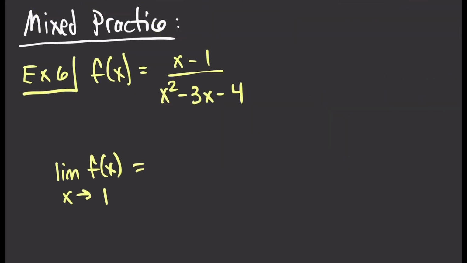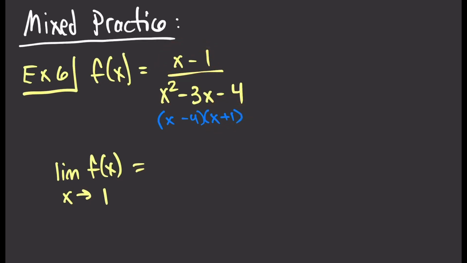Lastly, I want to try a couple mixed practice examples. Example 6, f of x equals x minus 1 over x squared minus 3x minus 4. So I see a quadratic in the denominator. It's going to be easy to factor. Let's just factor this. X minus 4 times x plus 1. Now, at first glance, you're looking at this and saying, well, hey, the numerator and denominator don't cancel. What am I going to do?